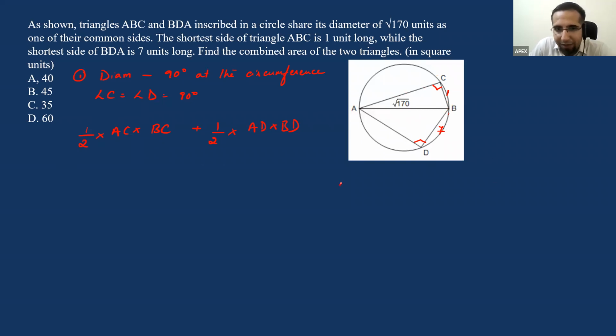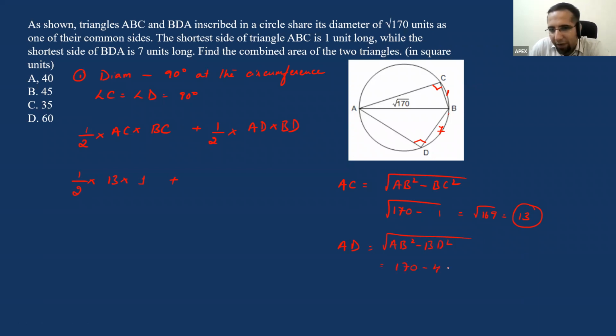So I'm calculating here: AC is equal to root over of AB square minus BC square. AB square will give you 170, BC square will give you 1. So root over of 169. So AC is equal to 13. So I get here half into 13 into 1 plus. What is the value of AD here? The value of AD would be nothing but, again, root over of AB square minus BD square. That is going to be 170 minus 49, whole root, which will give you root over of 121. That is equal to 11. So this becomes half into 11 into 7.